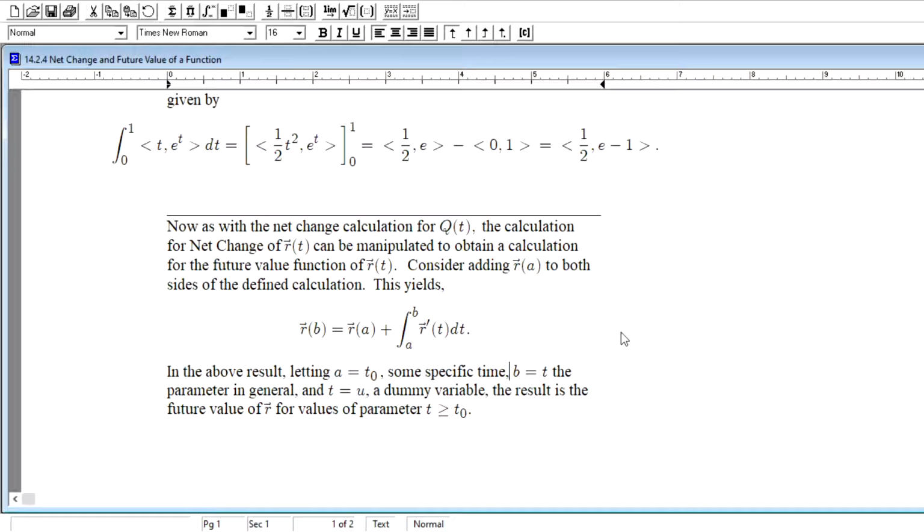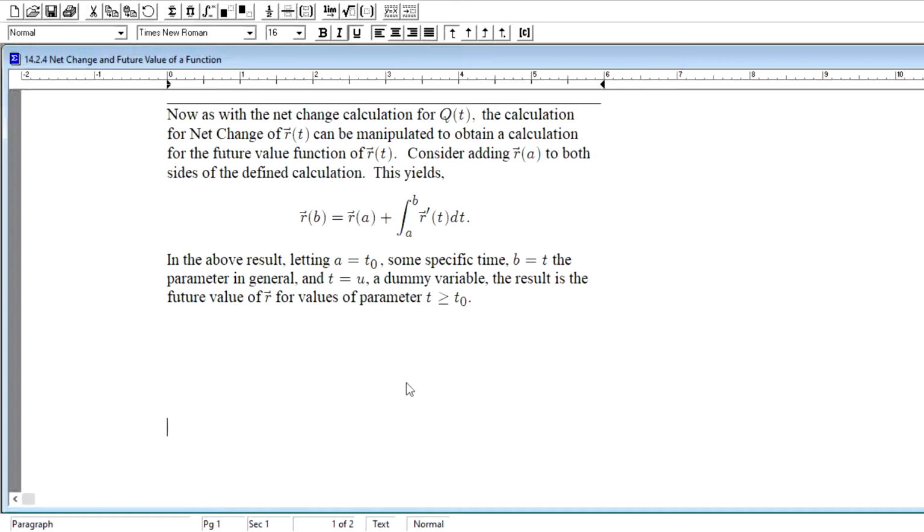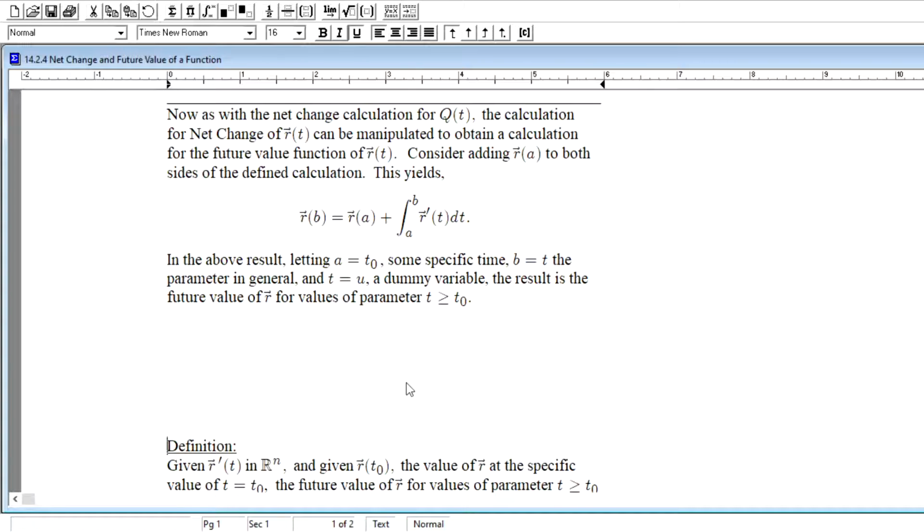B equal to t, right? The parameter in general, we're just going to let b be replaced with t, the parameter in general, and let t equal u, a dummy variable, right? The result given above is the future value of r bar, for values of parameter t greater than or equal to t null, that t sub 0 value, that observed value of time, or position at an observed value of time.